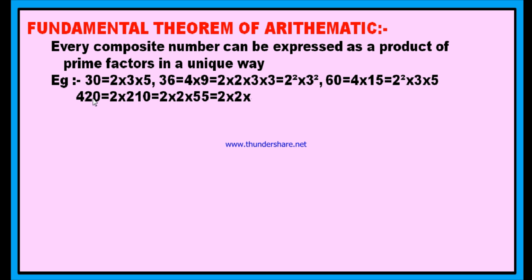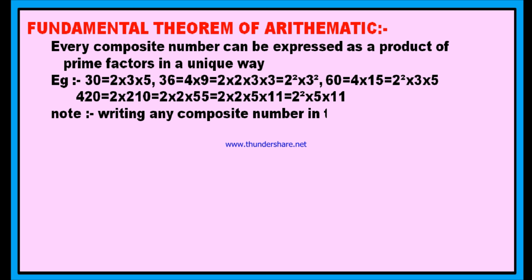Now go for another example, 420. This 420 you can write as 2 into 210. Again you can split 210 as 2 into 105, and you can split this 105 as 5 into 21. Therefore, finally 420 is equal to 2 into 2 into 3 into 5 into 7. 2 into 2 is 2 square, into 3 into 5 into 7. Therefore, 420 can be written as the product of prime factors. This is again a unique way. This is what the fundamental theorem of arithmetic is.